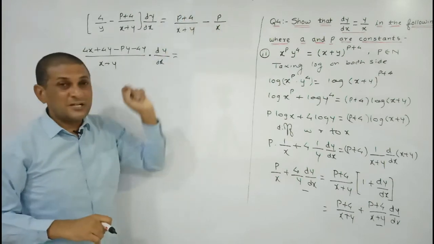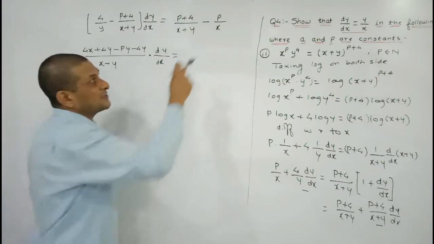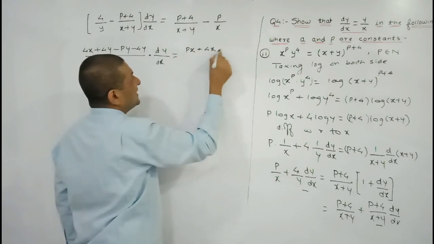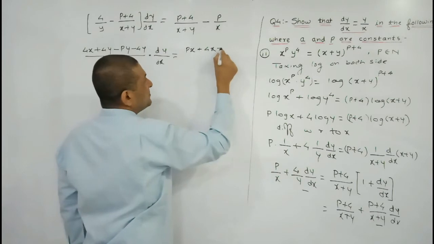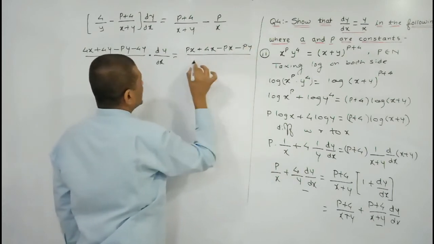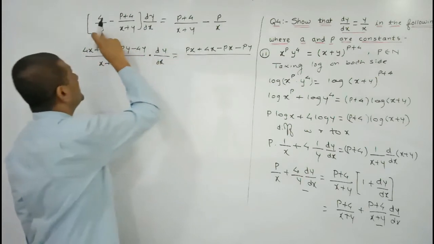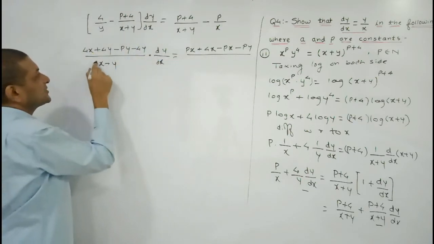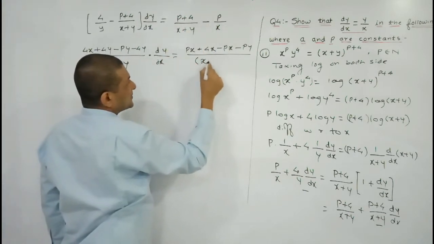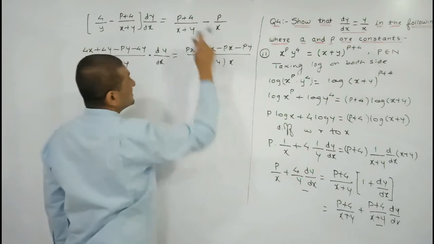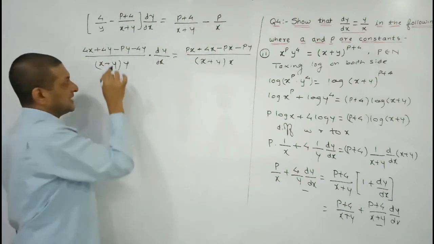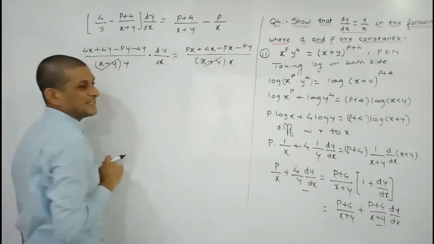First we will take cross multiplication on the right hand side also. So x into (p plus 4) will be px plus 4x, and (x plus y) into minus p will be minus px minus py. Just simply we have taken cross multiplication, and in the denominator see what we have got here, (x plus y) into y, and here in the denominator we will get (x plus y) into x. Now check which terms on both sides will get cancelled. x plus y and x plus y will get cancelled.